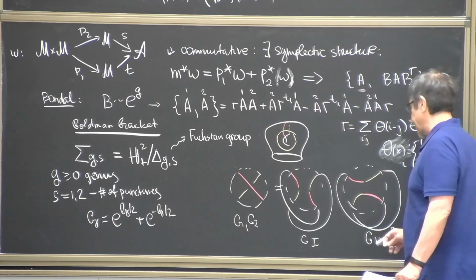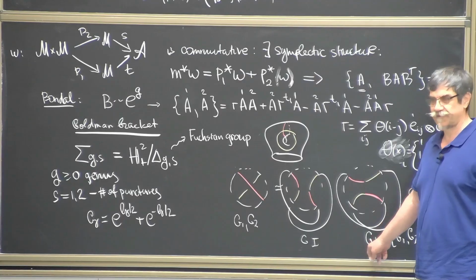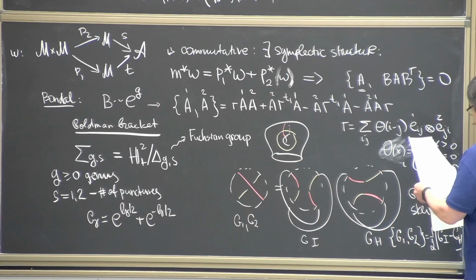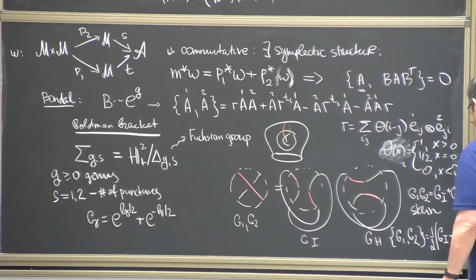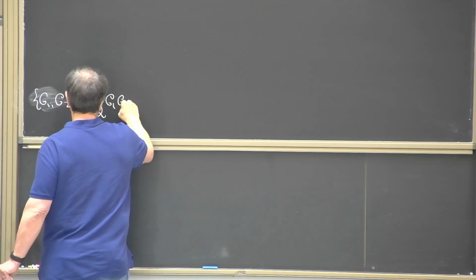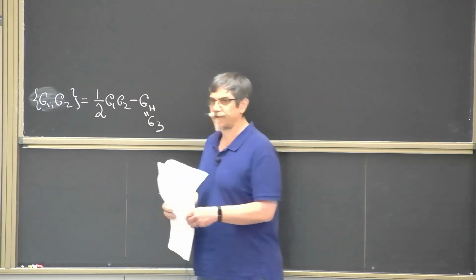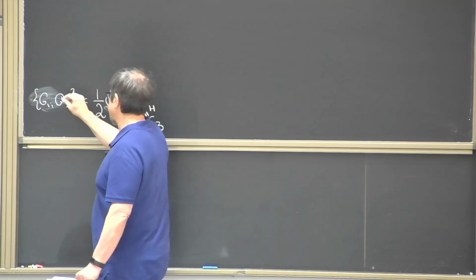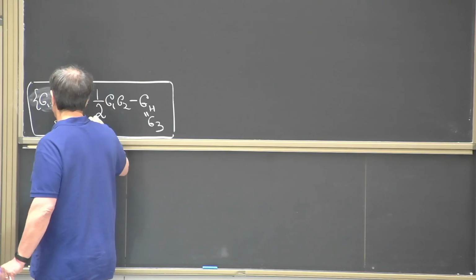I want to express a bracket between these two geodesics in terms of just one geodesic on the right-hand side. So let me do it here. We have these two relations, and I can use the skein relation to express one of these. For instance, we have one half of G1 G2 minus G4, all times G3. And then we can check that this algebra is closed on the set of these three geodesic functions.